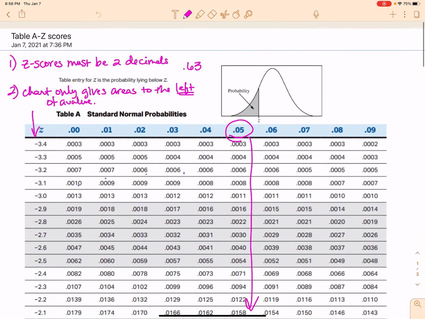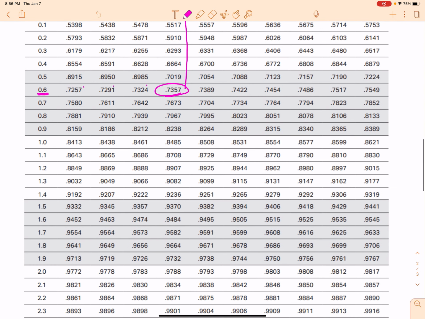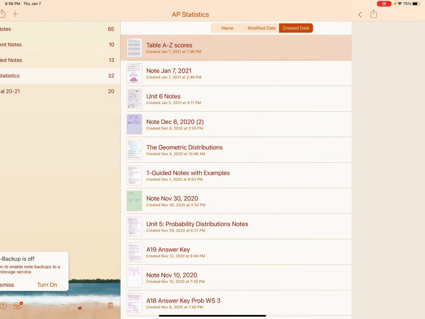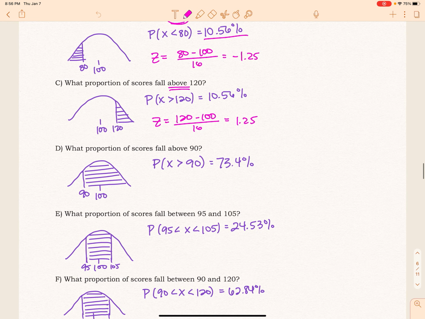All right, so on my chart, oops, wrong direction. 1.2 is right here, and 0.05 is right here, so that gives me 0.8944. All right. We've hit a snag. That's not the same thing. That is because this time I want the area to the right, and the chart will only give me this area. So what I have to do is subtract that from 1, and then I get the answer I should have. All right, so that's the deal with the chart. That's what you have to pay attention to.